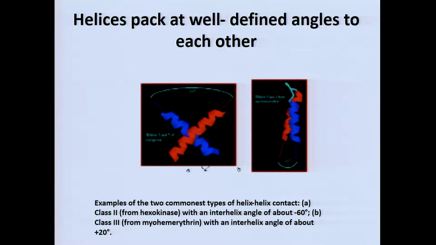And if there are 2 alpha helices that are forming a particular domain, for example, there should be some kind of angle between them. They are not always straight, joining together. So one example is hexokinase, in which you can see these 2 alpha helices are at 60 degrees with each other. And this is another example with only 20 degrees. These alpha helices are at 20 degrees.